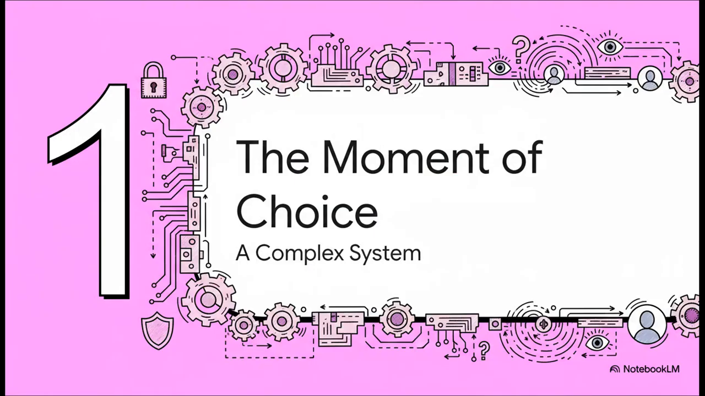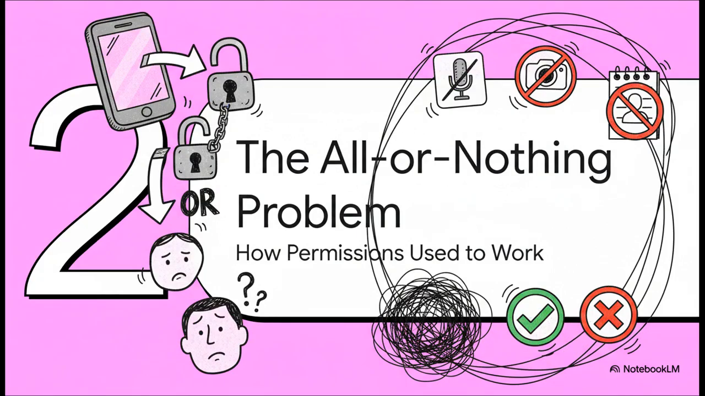All right, so you download a new app, you open it up for the first time, and boom, there it is, that pop-up. It looks so simple, but what you're really looking at is the front door to what some researchers call a sophisticated architecture of control, a whole system designed to manage access to your most personal information. But to really get what's happening today, we've got to rewind a bit and look at how things used to be. You know, back in the early days of smartphones, it wasn't a friendly pop-up. It was a blunt, all-or-nothing decision you had to make right when you installed the app.